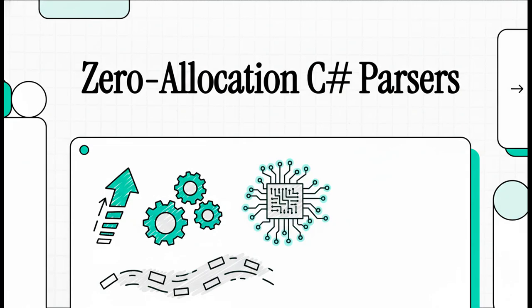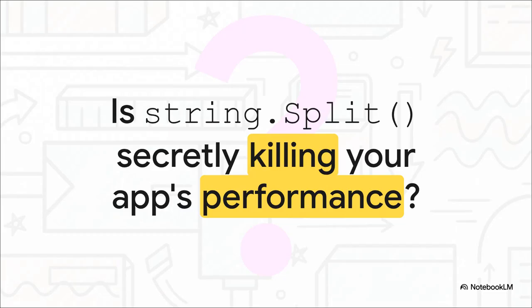Today, we are going to break down how you can dramatically boost your C# application's performance by mastering something called zero-allocation parsing. Now, if you've ever had to build high-throughput systems, trust me, this is a total game changer. So let's start with a question that probably hits a little close to home for a lot of us. If you've ever done any heavy string processing in .NET, you've used string.Split. It seems so simple, so harmless, right? But what if I told you it's secretly one of the biggest performance killers in your application?